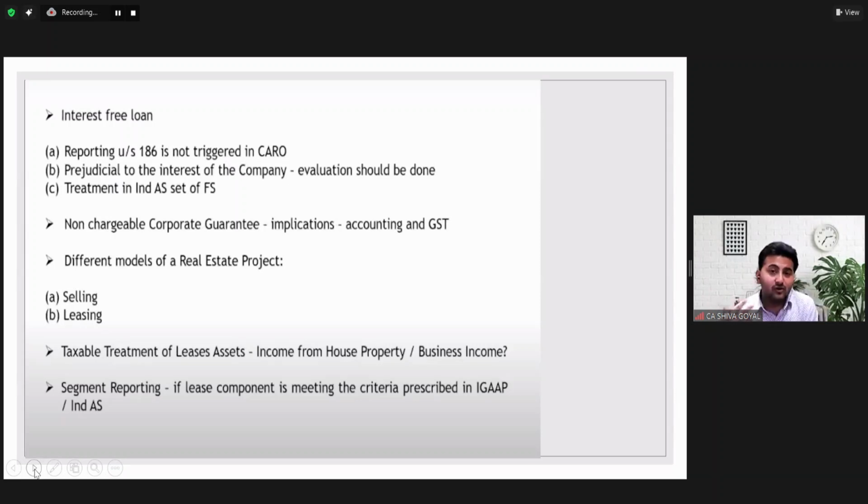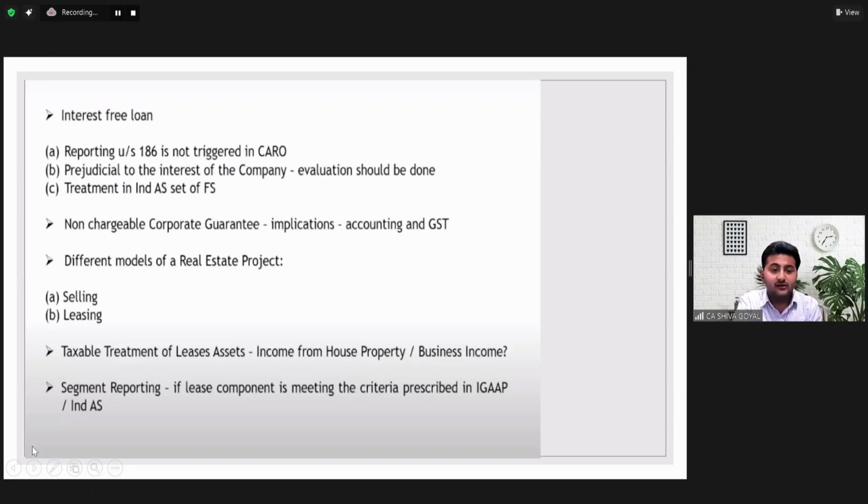But perhaps it may not be in the ordinary course, then that part would be triggered in the income tax as a house property per se. So tax treatment of the leased assets has to be seen accordingly. I have talked about the business income.